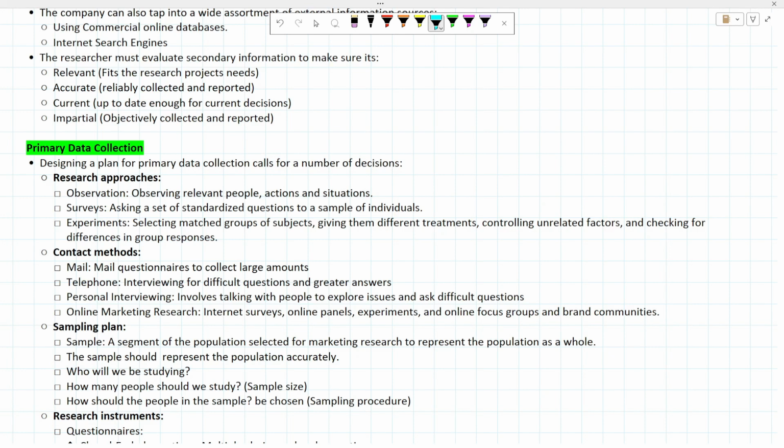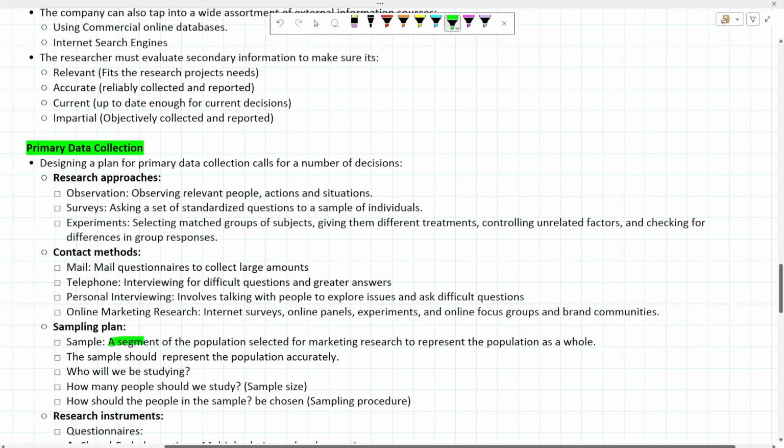Contact methods: you have mail, so mail questionnaires to collect large amounts of information. You have the telephone, for interviewing on difficult questions and getting greater answers. Personal interviewing involves talking with people to explore issues and ask difficult questions. Online marketing research is through internet surveys, online panels, experiments, online focus groups, and brand communities. So, sampling plan. A sample is a segment of the population selected for marketing research to represent the population as a whole.